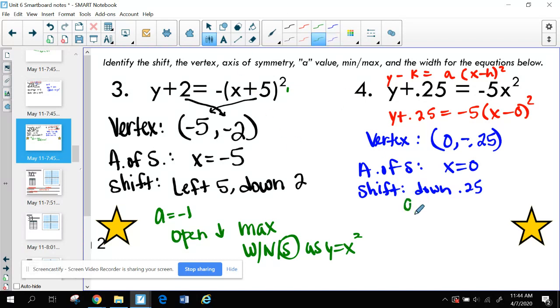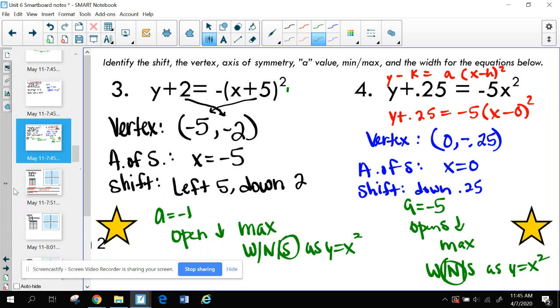Talk about the A value. The A value here is -5, so that means it opens down. If it opens down, it means it has a max. And this one here, since it's 5, this is going to be narrower because that is bigger than 1. Okay, so just kind of picking out some of the information from our equation form.